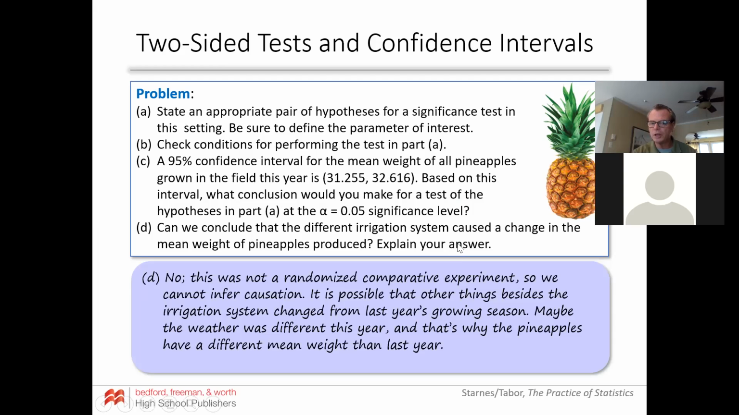Can we conclude that the irrigation system caused it? No, it was an observation. You'd have to do an experiment to infer causation, okay?